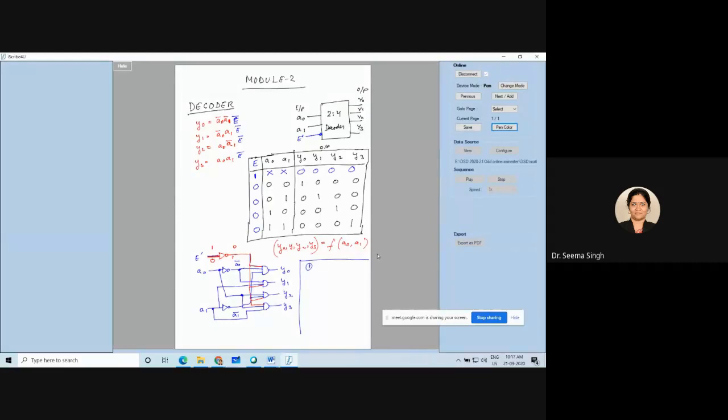Number one is the truth table of the dual 2:4 decoder. And what is the IC name? Tell me, what is the IC name? 74139. Yes, please remember this. It has active low enable and 2:4 decoder. 2:4 it is.